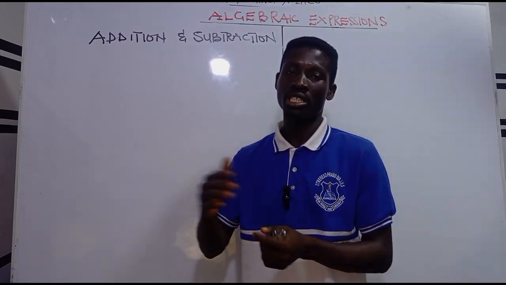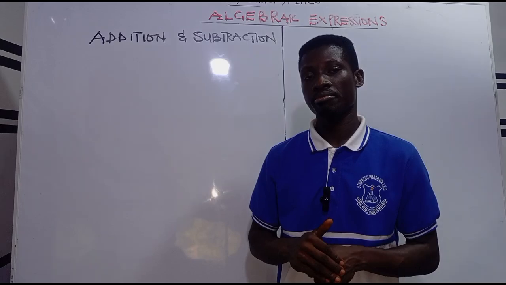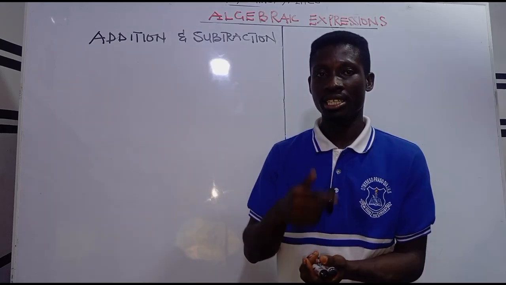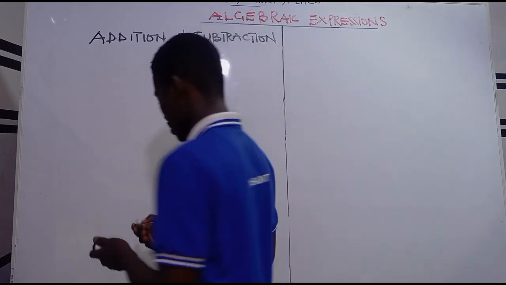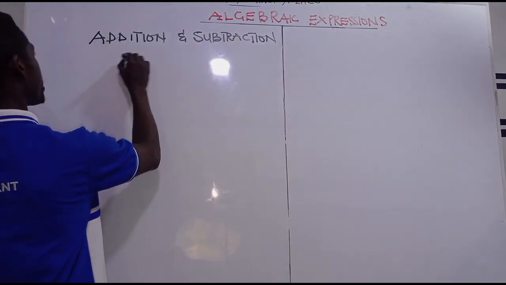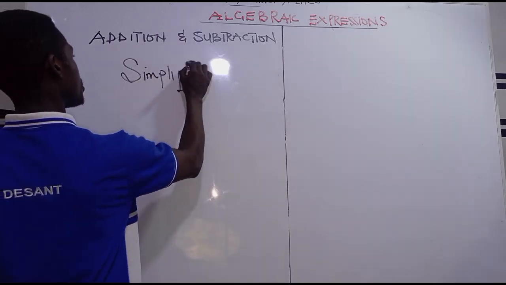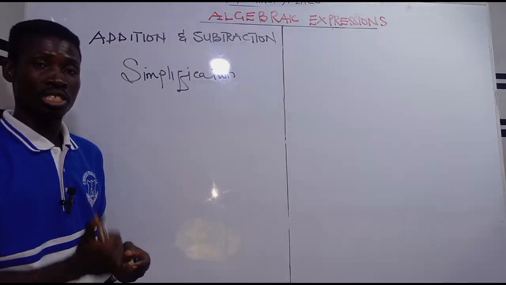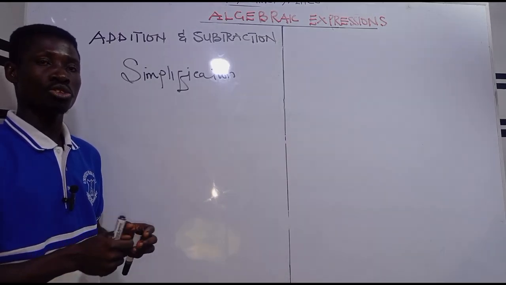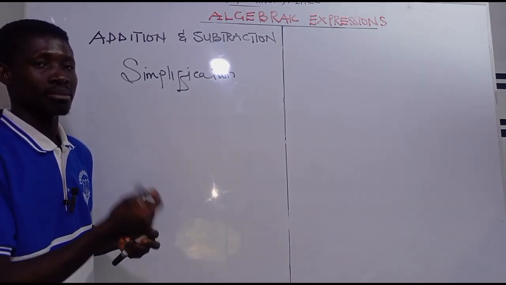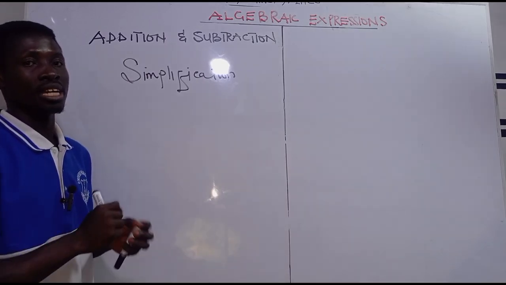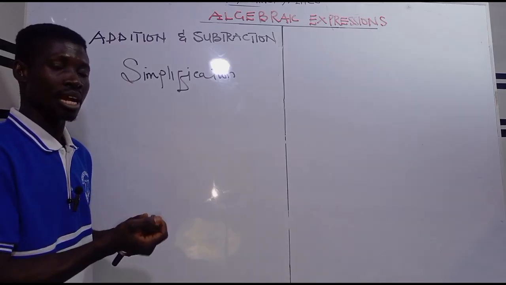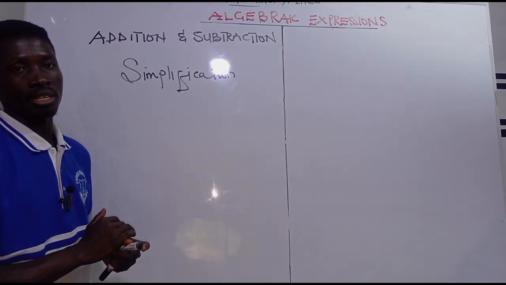Addition and subtraction of algebraic expression. Now, the process of adding and subtracting algebraic expression is known as simplification. In addition and subtraction of algebraic expression, we are going to make use of like terms, and we have learned about this in our previous lesson. In algebraic expression, like terms can be added and subtracted together.